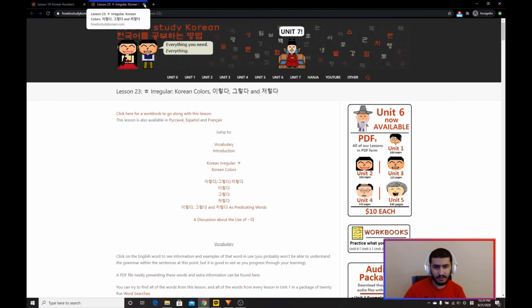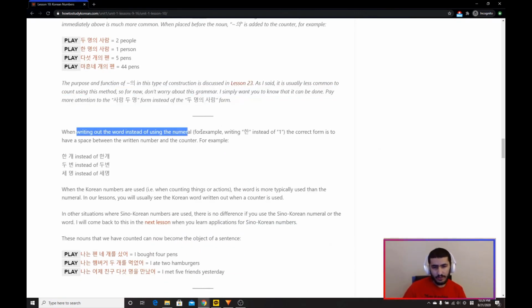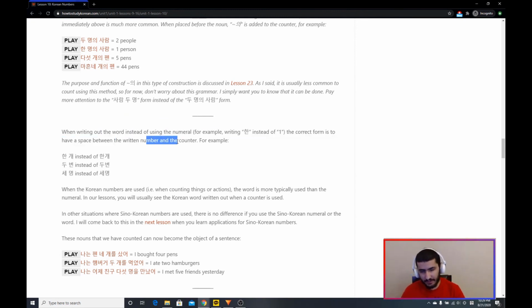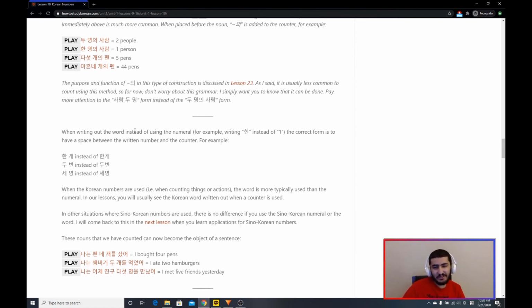Irregular Korean colors. Okay. When writing out words instead of using the numeral, so for example, when you write down han instead of one, so in English, instead of putting the number 1, you would put O and E. The correct form is to have a space between the written number and the counter. I almost never do that. I almost always put 한개 and 두번 or 한번, and maybe with 명 I might have a space, but at least specifically with 한개 and 한번. I thought 한번 was its own word, to be honest. I thought you could just combine them.